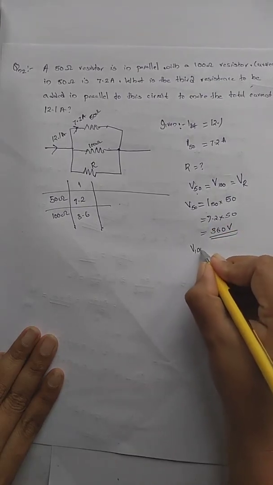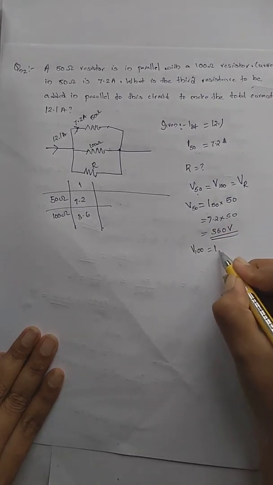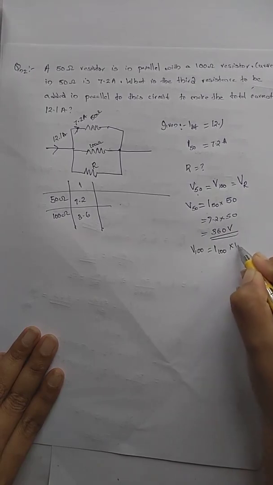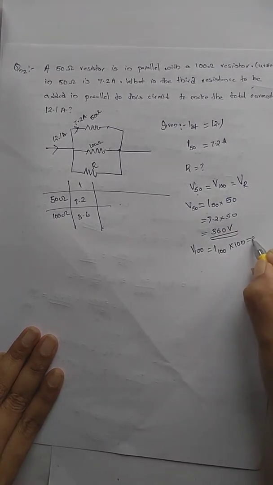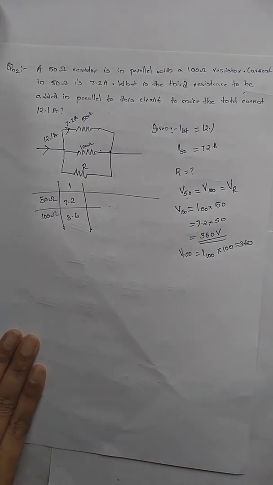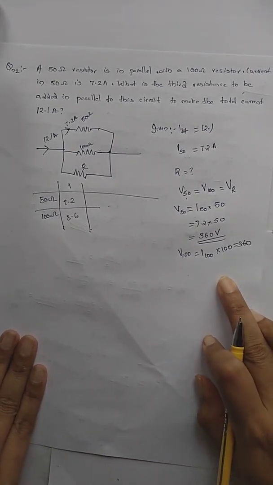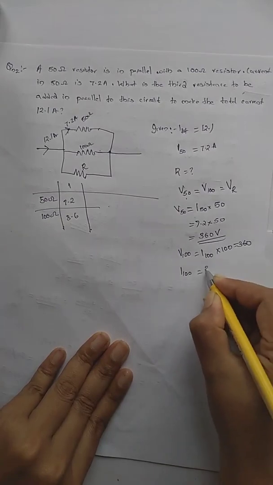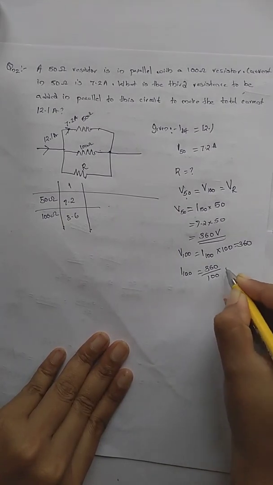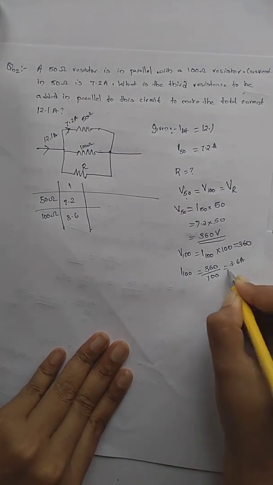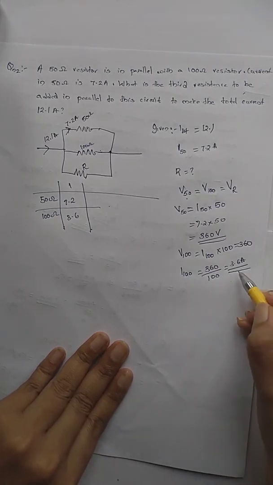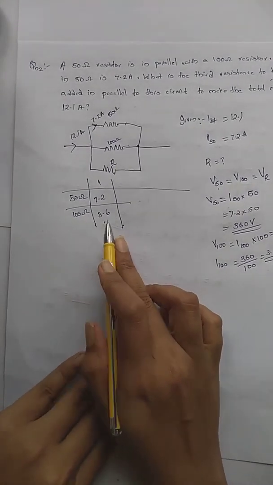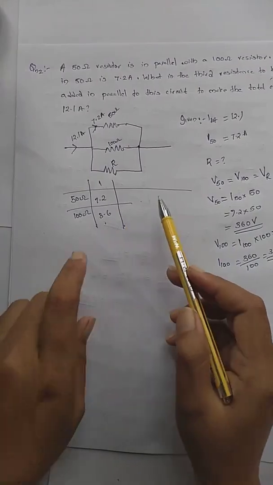So what will be the current flowing through 100? Current through 100 into 100 should be equal to 360 volt. So what is current through 100? That is equal to 360 divided by 100, which is 3.6 ampere, isn't it? So look, the current through 100 is 3.6. That's why with simple logic we can say it like this.